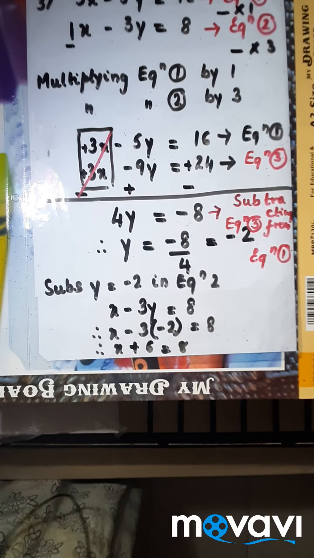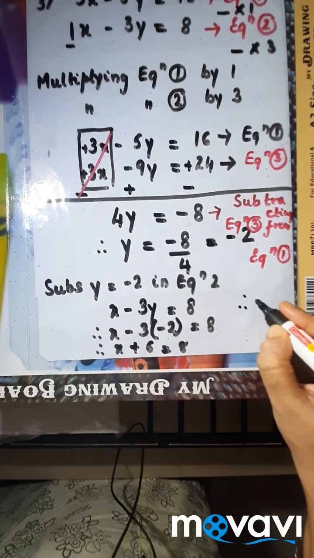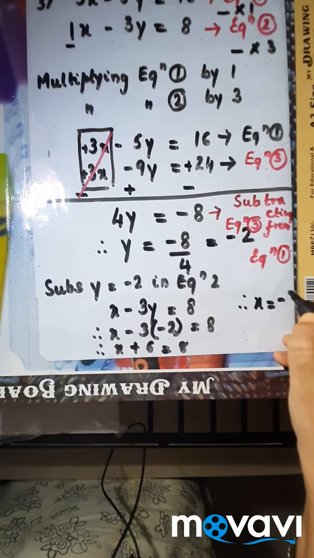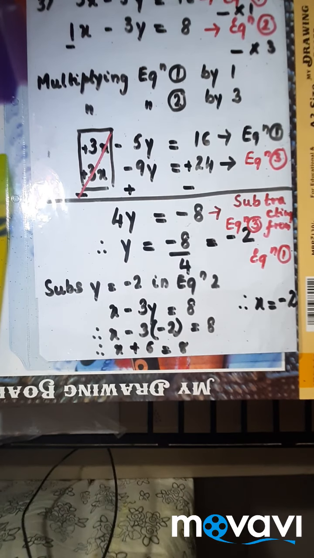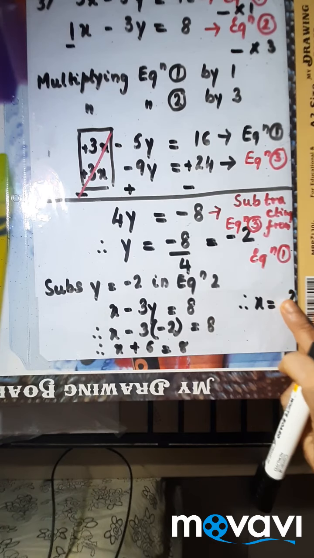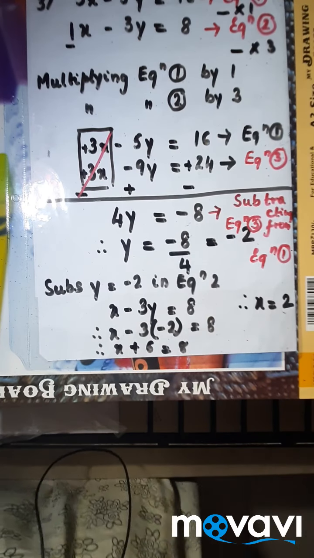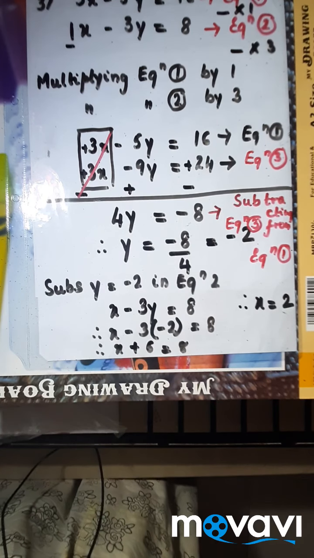Okay, therefore, x is equal to minus 2. Okay, not x is equal to minus 2, x is equal to 2. 8 minus 6, that is equal to 2. Okay, x is equal to 2.